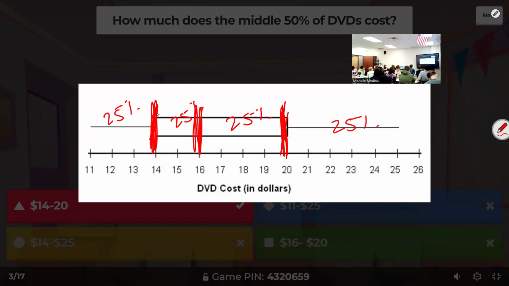So when we're talking about my middle 50%, we're talking about from here to here. So the box itself is my middle 50% of the data. So 14 to 20, that is why the answer was 14 to 20. That's for my box. Middle 50. Questions on that? Okay. So you can see, even though this is a longer piece, that doesn't mean that there's more data points there. It's just spread out more there. Divides it into quarters.